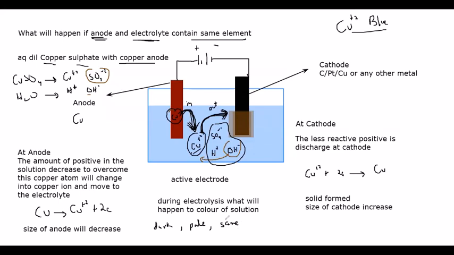So basically what happened? It will remain the same. Why will it remain the same? It should get darker, but it remains the same. What is the reason why it remains the same? Because when one copper ion goes out, at the same time, one copper atom enters.